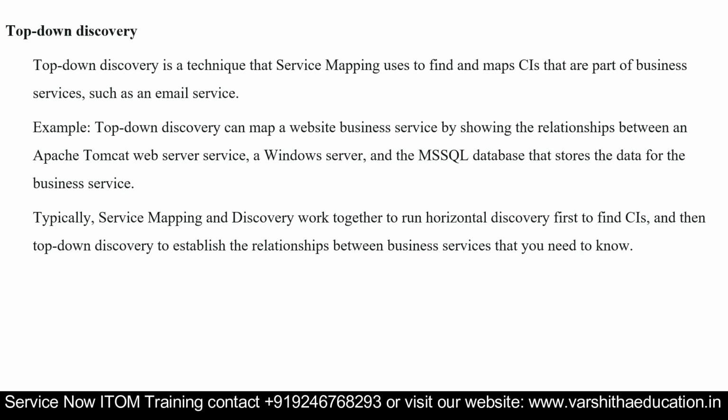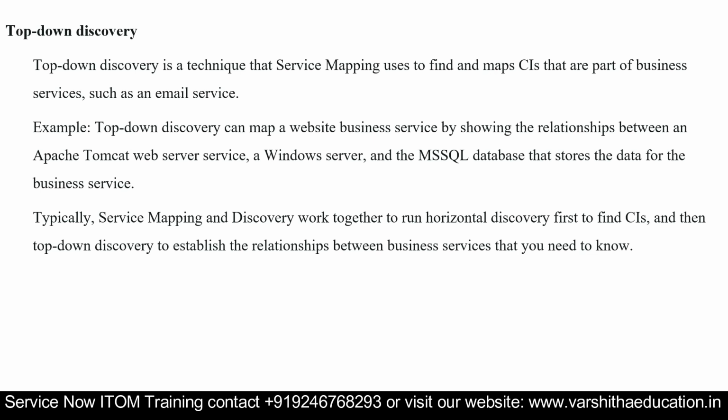In the example we were given, top-down discovery can map a website business service by showing the relationships between an Apache Tomcat web server service. We are finding the relationship between the servers that are transferring the data. Web servers can get data from third-party servers or anything. A Windows server is there, and an MS SQL database is also there, and it stores the data for the business services.